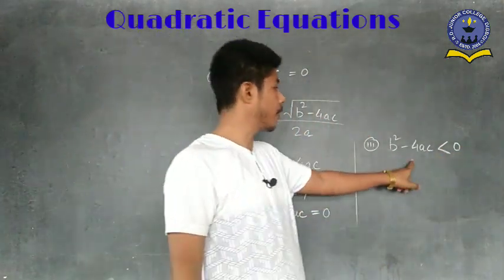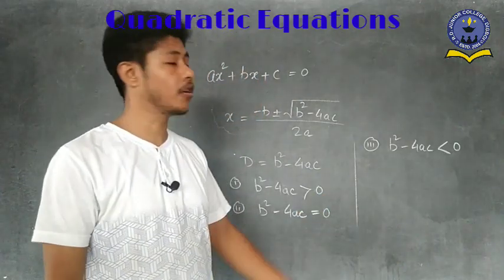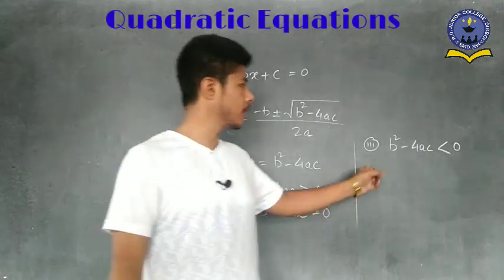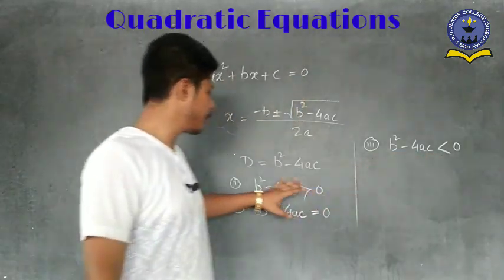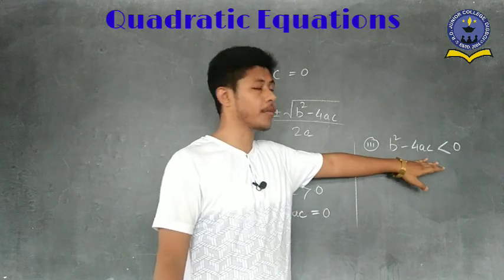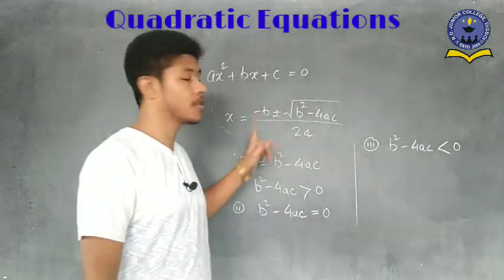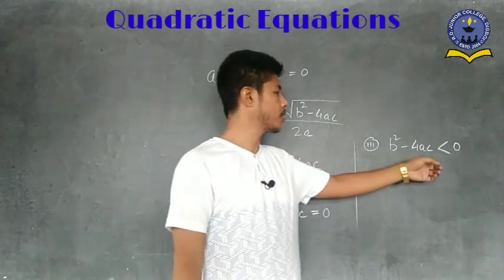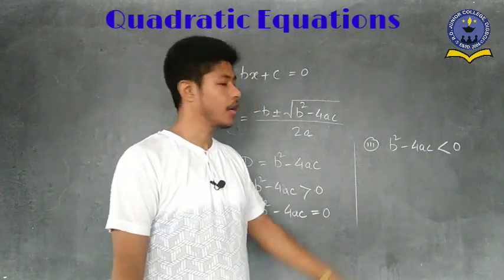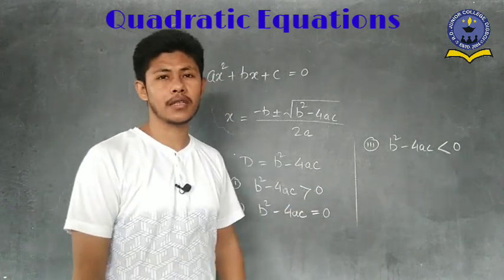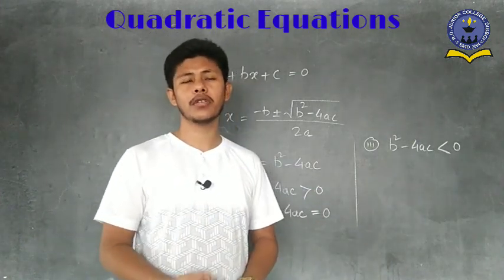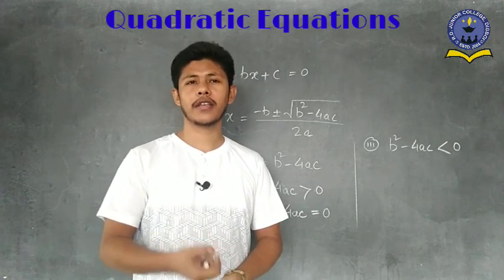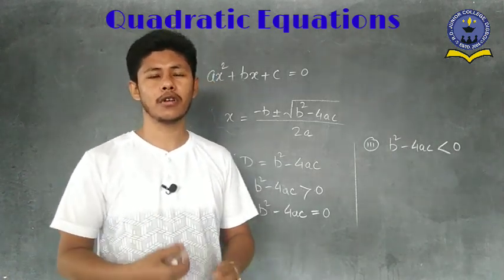In this case, b square minus 4ac less than 0, we say there are imaginary roots, isn't it? This part we discussed in class 10. Now under this topic, quadratic equations, we have to discuss this type of equations, where the discriminant value is less than 0, that means we get imaginary roots, and we have to find these imaginary roots. Is it clear?